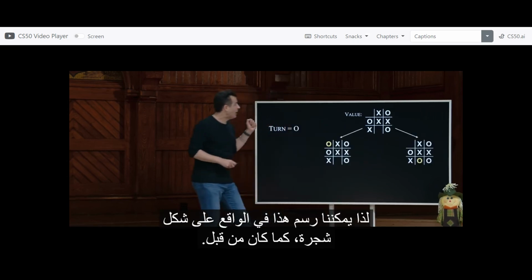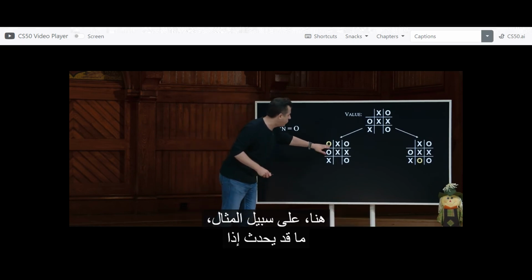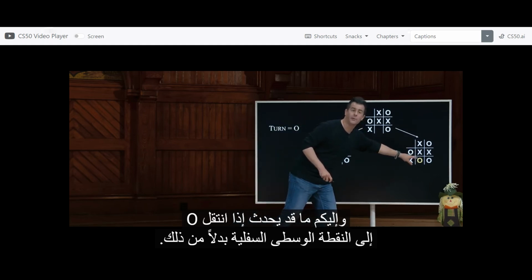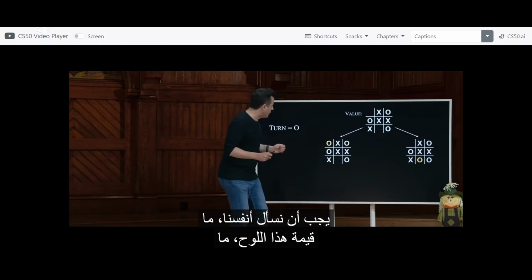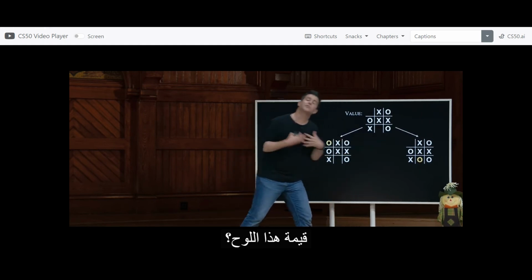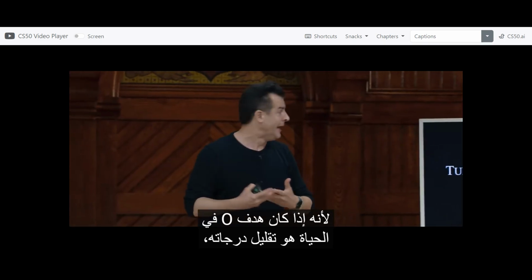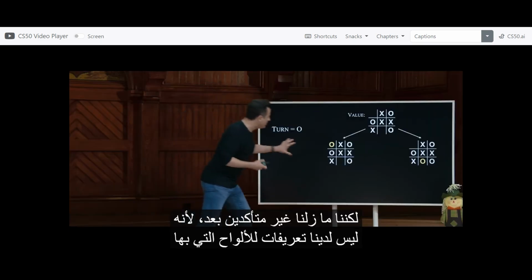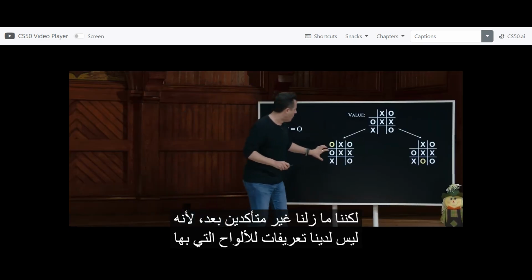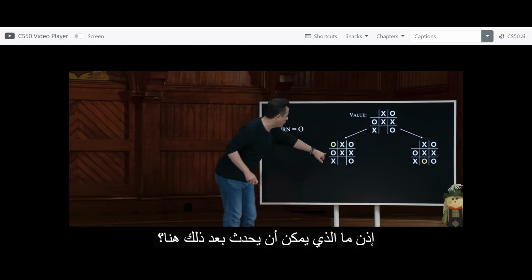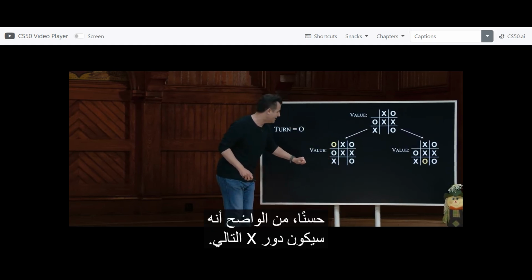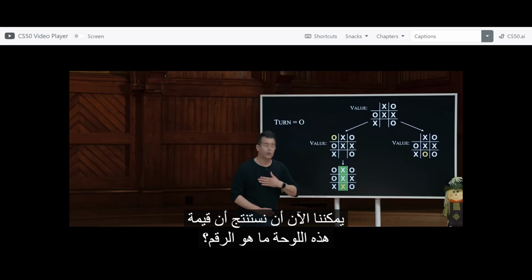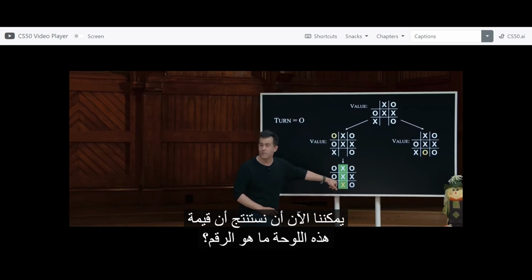So we can draw this actually as a tree, as before. Here, for instance, is what might happen if O goes into the top left-hand corner. And here's what might happen if O goes into the bottom middle spot instead. We should ask ourselves, what's the value of this board? What's the value of this board? Because if O's purpose in life is to minimize its score, it's going to go left or right based on whichever yields the smallest number, -1, ideally. But we're still not sure yet because we don't have definitions for boards with holes in them like this. So what could happen next here? Well, it's obviously going to be X's turn next. So if X moves, unfortunately, X has won in this configuration. We can now conclude that the value of this board is what number?